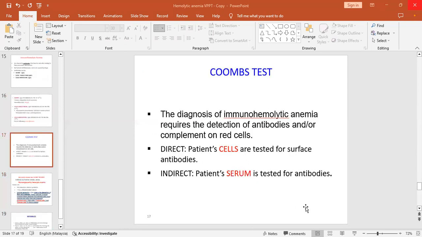A Coombs test is routinely done to identify these antibodies which are present on the cells as well as in the serum. Diagnosis of immunohemolytic anemia requires the detection of antibodies and complement on red cells. There are two types of Coombs test. One is a direct Coombs test and the second is an indirect Coombs test. In direct Coombs test, patient cells are tested for surface antibodies, and in indirect Coombs test, patient serum is tested for antibodies.